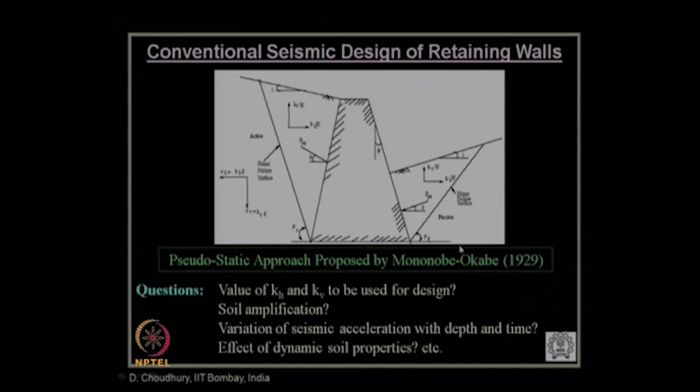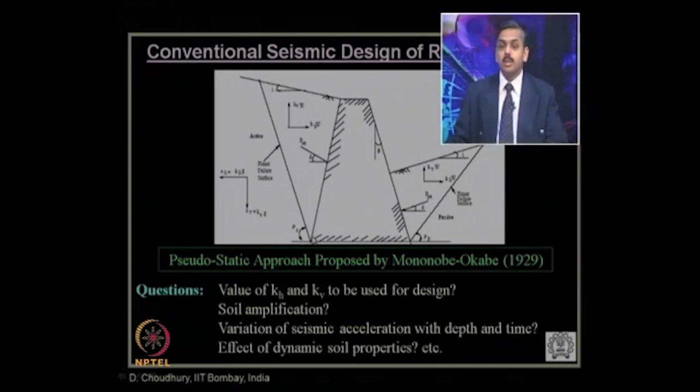So, Mononobe and Okabe actually extended the conventional earth pressure theory, Coulomb's earth pressure theory. What was Coulomb's earth pressure theory? As we know, a planar failure surface was considered, and the angle of the failure plane with respect to the horizontal was varied in such a way that the active earth pressure acting on the wall is maximized, because we know the design value of active earth pressure should be the maximum value, which we should get through a trial and error procedure.